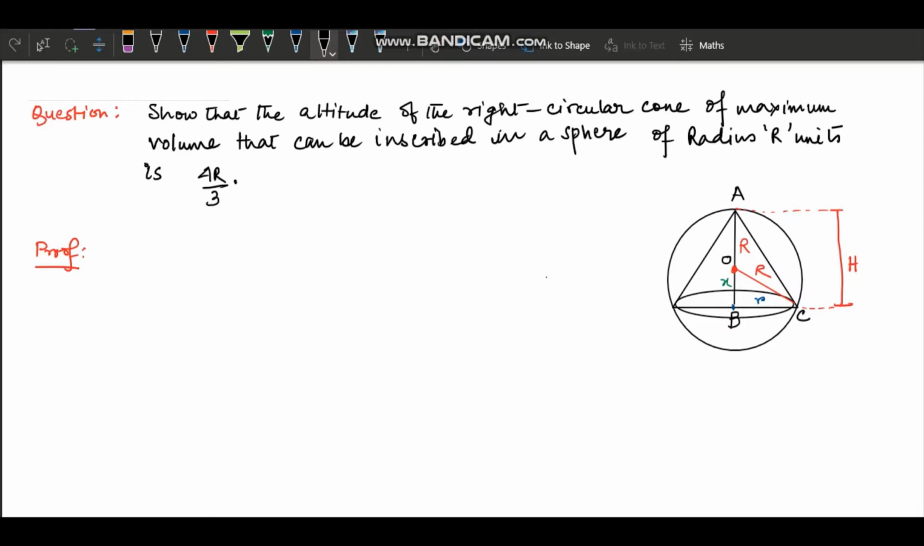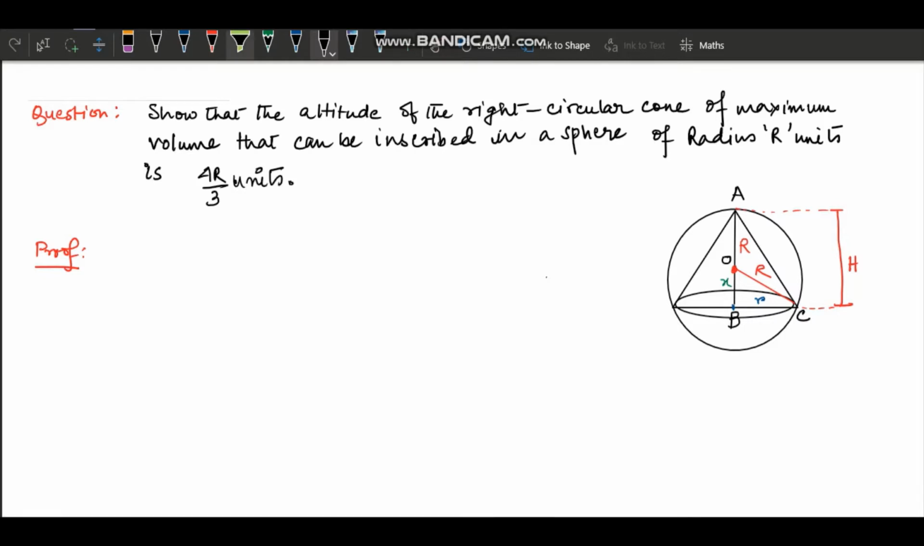In this video, I'll help you out with a sum from the topic Maxima and Minima from applications of derivatives. So let's get started. Let us first comprehend the problem that is given to us. It says that you have to show that the altitude of a right circular cone of maximum volume that can be inscribed in a sphere of radius R units is 4R by 3 units.